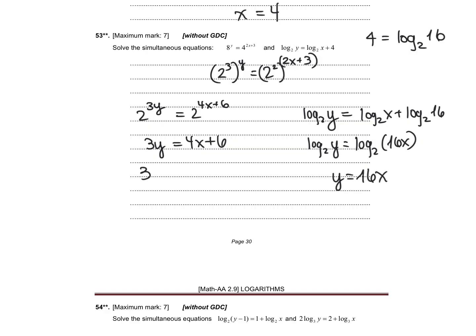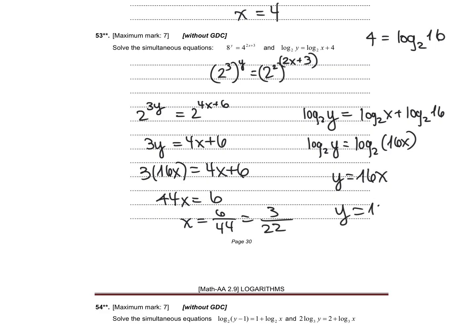That can go over here. So 48x minus 4 is 44x. So x is 6 over 44, which is going to be 3 over 22. So y is 16 times 3 over 22. And then 2 goes into that 8, 11. So this is 24 over 11.